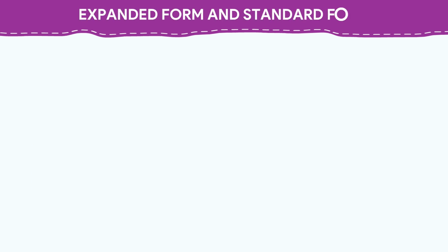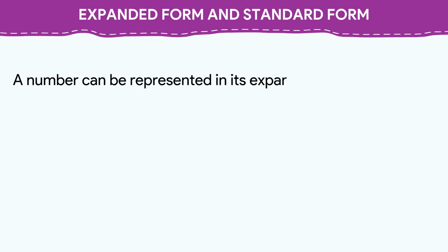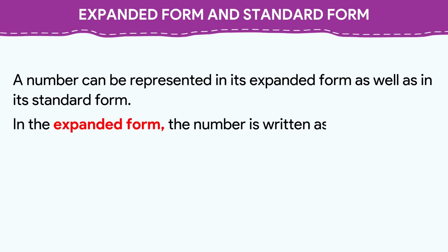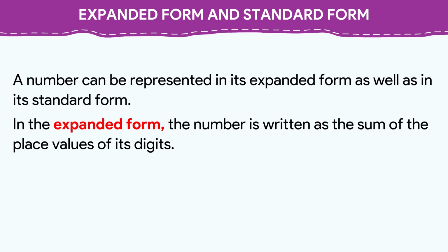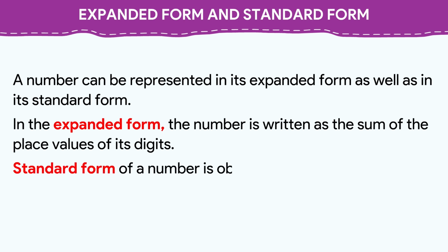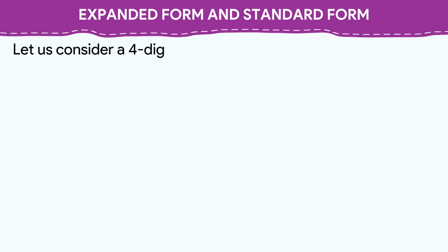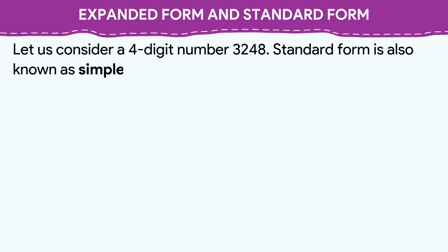Expanded form and standard form. A number can be represented in its expanded form as well as in its standard form. In the expanded form, the number is written as the sum of the place values of its digits. Standard form of a number is obtained by adding the place value of each digit. Let us consider a 4-digit number 3248. Standard form is also known as simplest form.